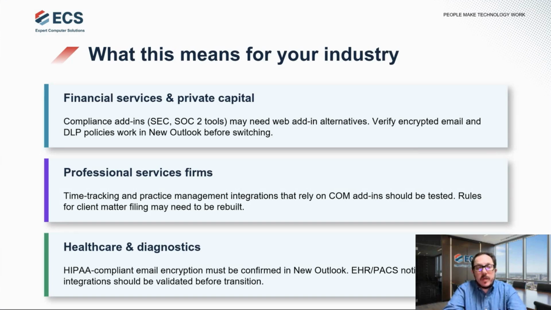So with the new Outlook, how this may affect you in specific industries. These are the industries that we find that have things that are tied into the email system. Financial services have some compliance tools, SEC, that they need add-ins for. Make sure if you're using them that they are available for the new Outlook. Same thing for professional services. They may have some time tracking apps or comms add-ins or rules that they're using. And for healthcare, there may be some HIPAA encryption or something else that needs to be done.